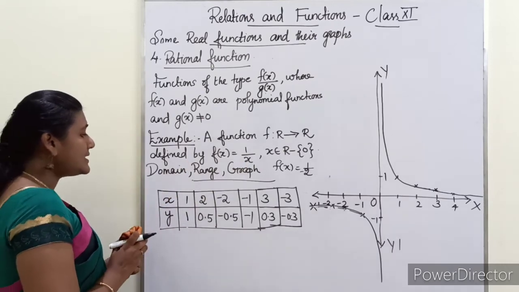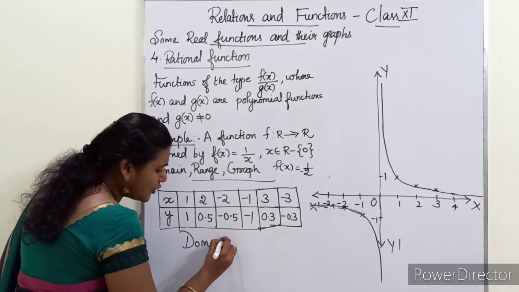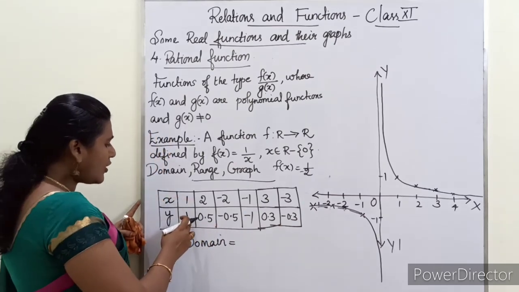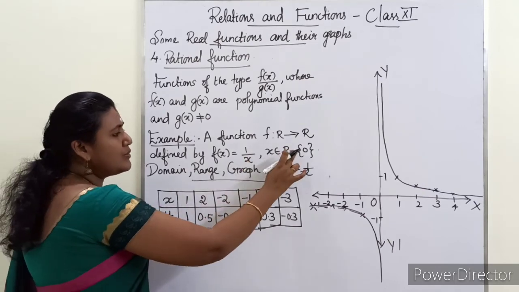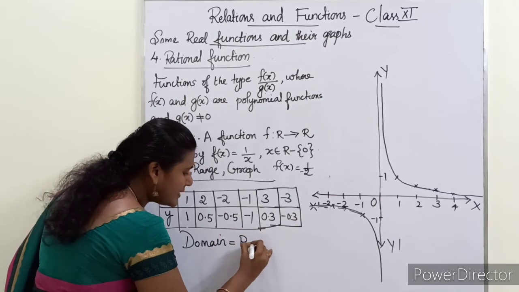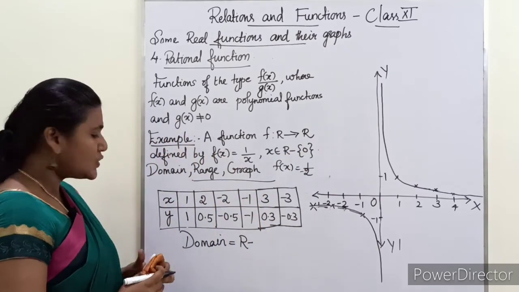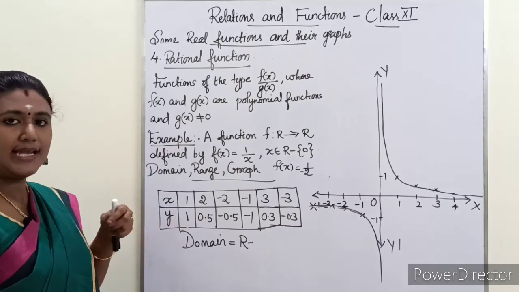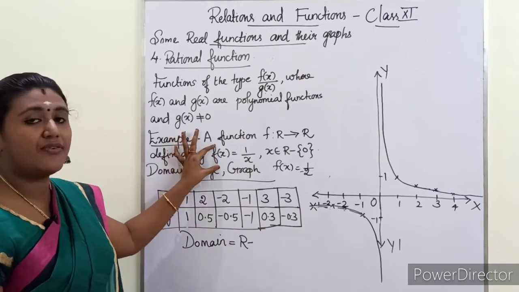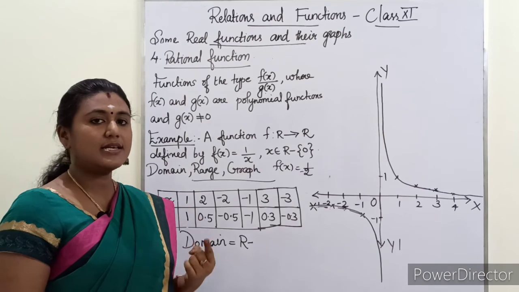Now we will see what is the domain. What do you mean by domain? Domain is the set of all first elements in the ordered pair. So here, first element in the ordered pair means, I already told you x cannot take the value 0. So 0 should not be there because at this point the function is not defined. So we can define domain in other words, that is the values of x at which the function is defined. That is called the domain.